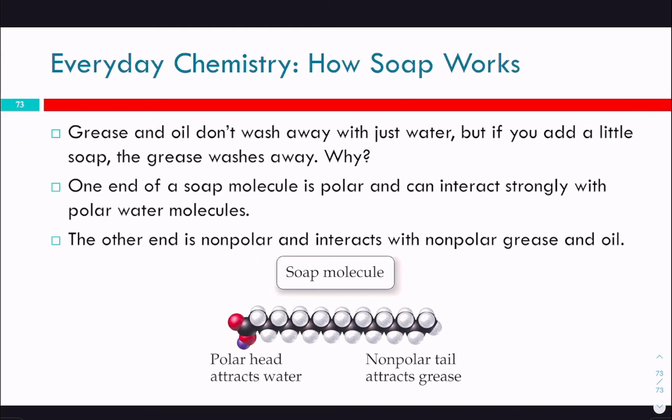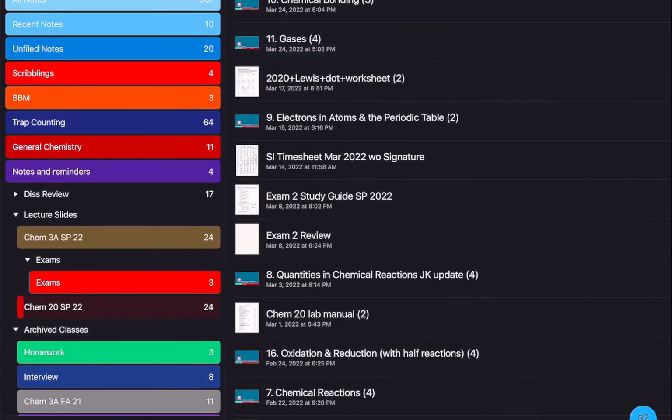All right, that is it for chapter 10. Are there any questions about polarity stuff? I'm trying to remember, I think there's a simulation thing if you want to look at it. I'll try and find it and post it.